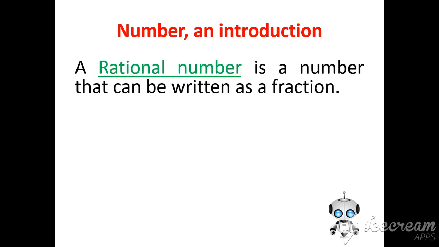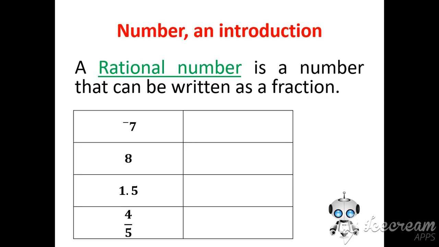Right, a rational number. A rational number is a number that can be written as a fraction. Here are some examples of rational numbers. -7 is rational because it can be written as a fraction of -7 divided by 1. Any number divided by 1 is itself, by the way. 8 is also rational because I can write it as 8 divided by 1. 8 divided by 1 is just 8, which is a rational number because it can be written as a fraction.